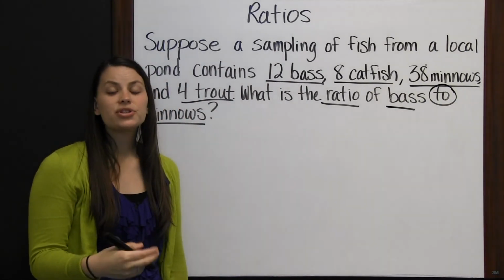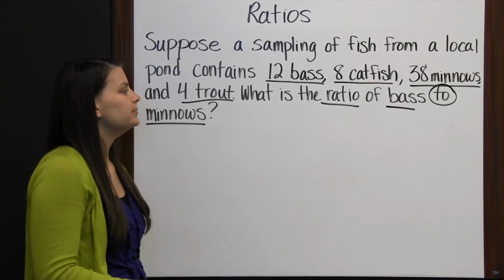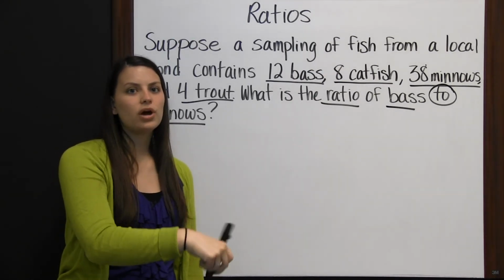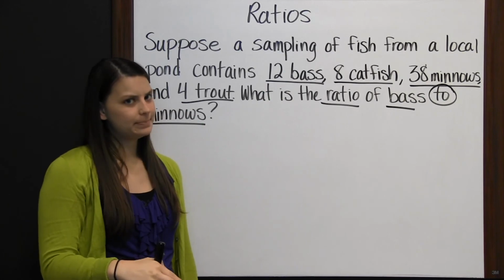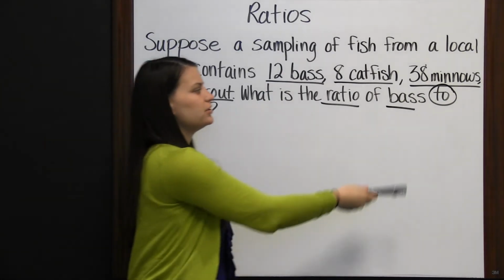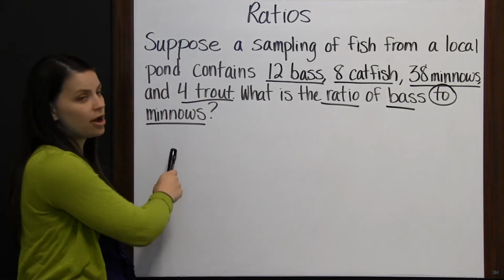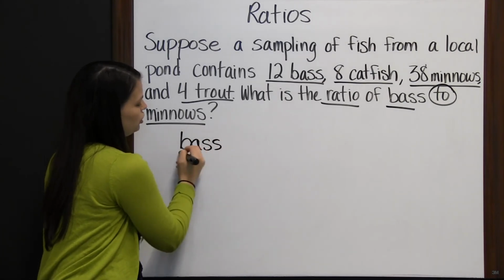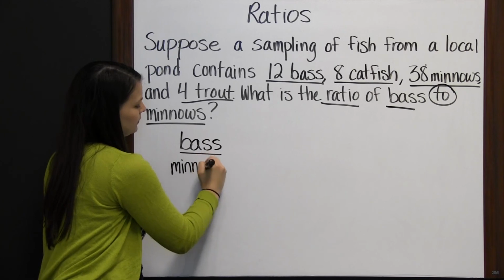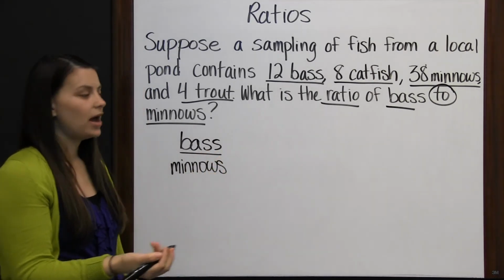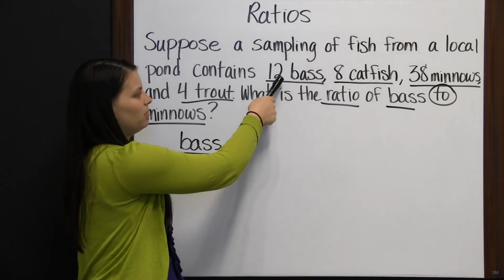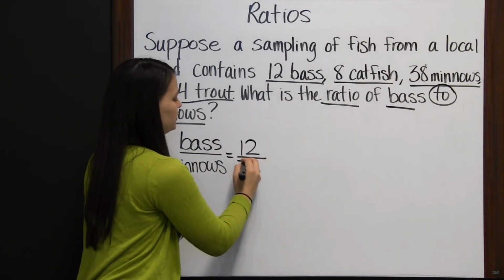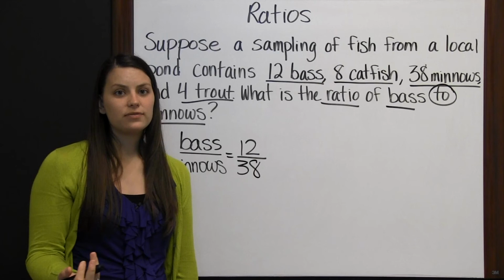Now, when they ask you this question, they're telling you exactly how to set your ratio up. Since it says bass to minnows, we read left to right. We also read from top to bottom. Since a ratio is a fraction, then they're telling you what your numerator should be and what your denominator should be. So our ratio is going to be bass to minnows. And now we can substitute how many bass and minnows we have. According to our problem, we have 12 bass and we have 38 minnows. So that ratio would be 12 to 38.